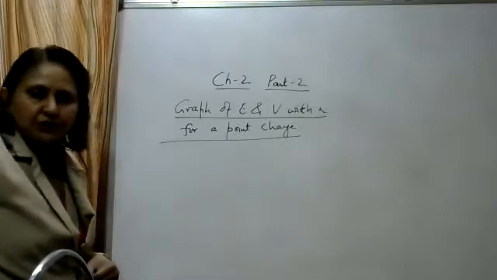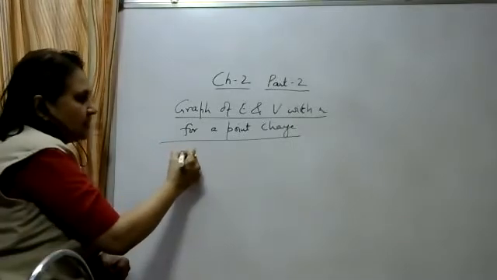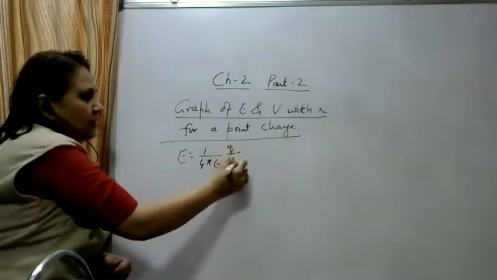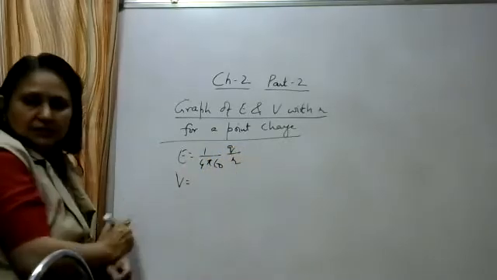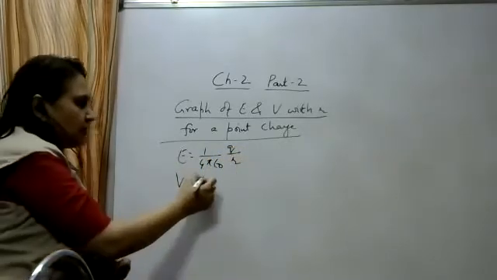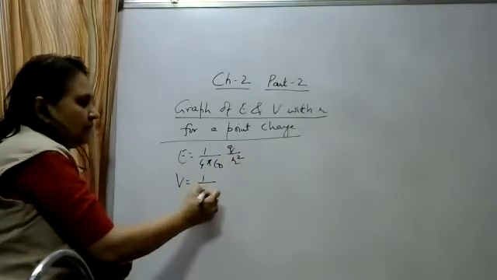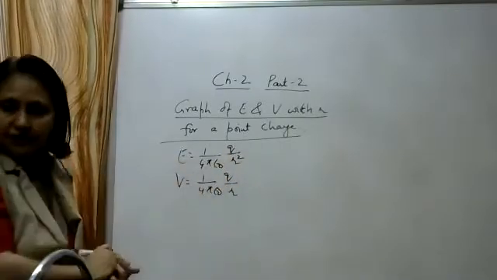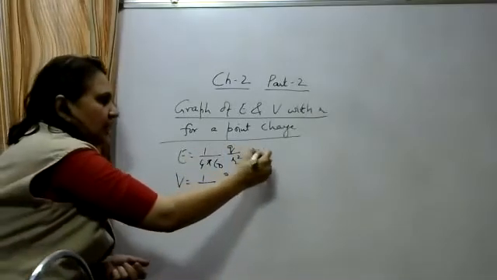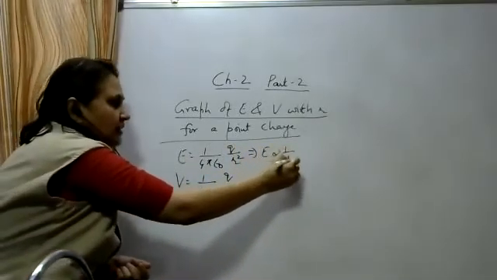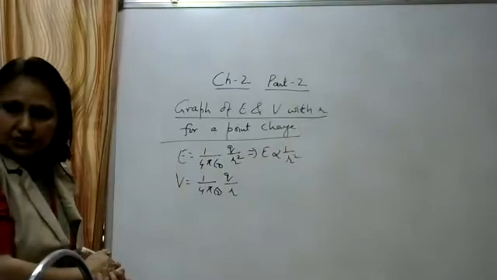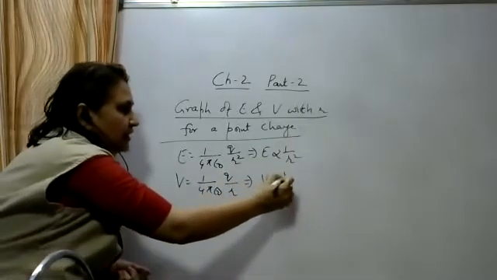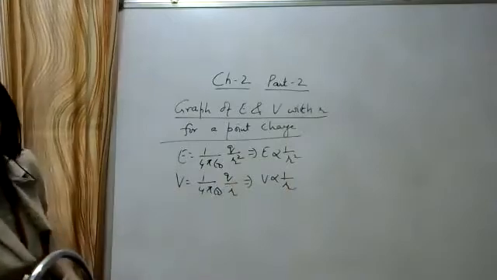For a point charge, the magnitude of the electric field at a distance R is 1 upon 4 pi epsilon naught Q by R square. And the potential for a point charge Q is given by 1 upon 4 pi epsilon naught Q by R. From here, we see that the electric field is inversely proportional to R square, and V is inversely proportional to R for a point charge.